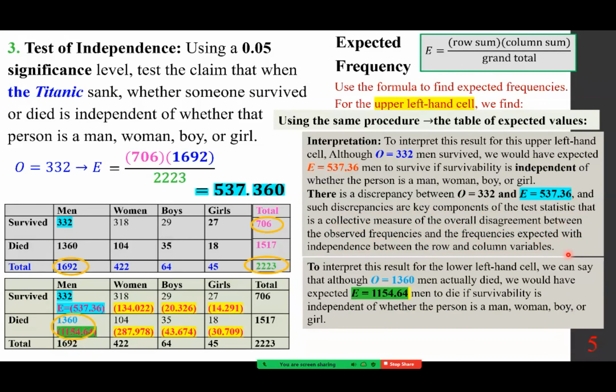Here's another example. To interpret this result for the lower left-hand cell, we can say although O is 1360, so look at this one.